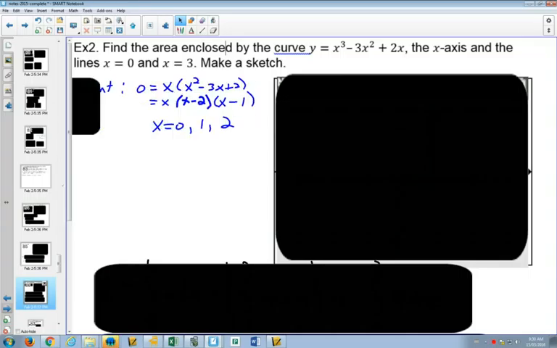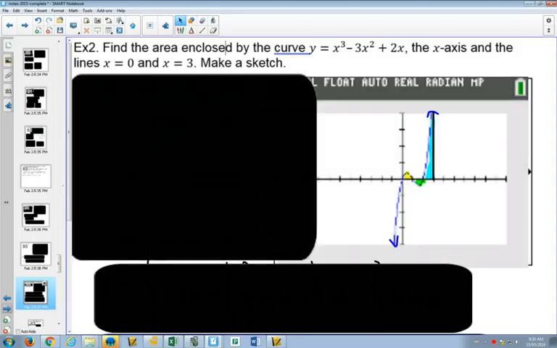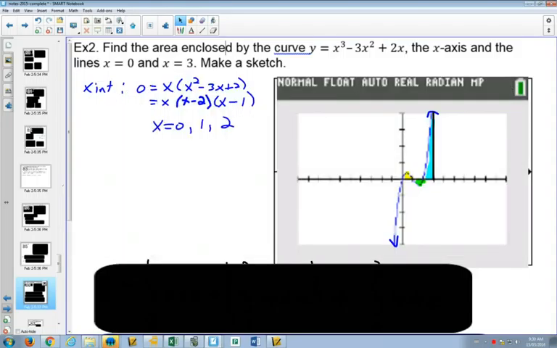So here we have a curve. This curve can easily be factored because there's a common factor of x. And then we find out that there's 3 x-intercepts. So 0, 1, and 2. Now if we're going to find the area of this curve between 0 and 3, can you see that both the yellow and the blue areas are above the x-axis, but the green area is below. So you're going to have to find out each section separately and then add them all together.